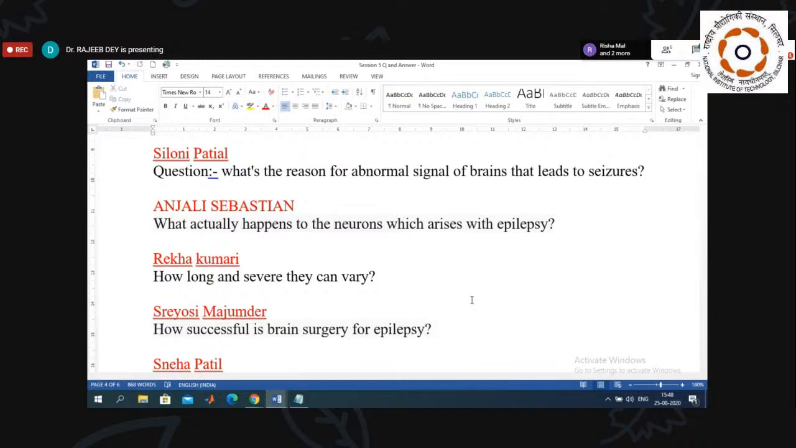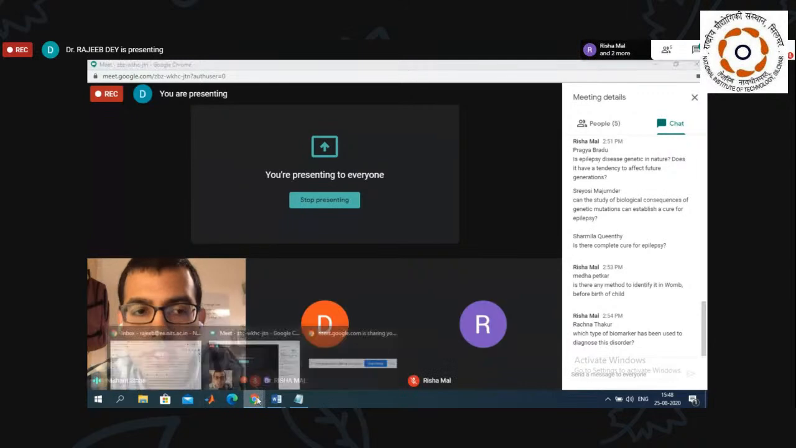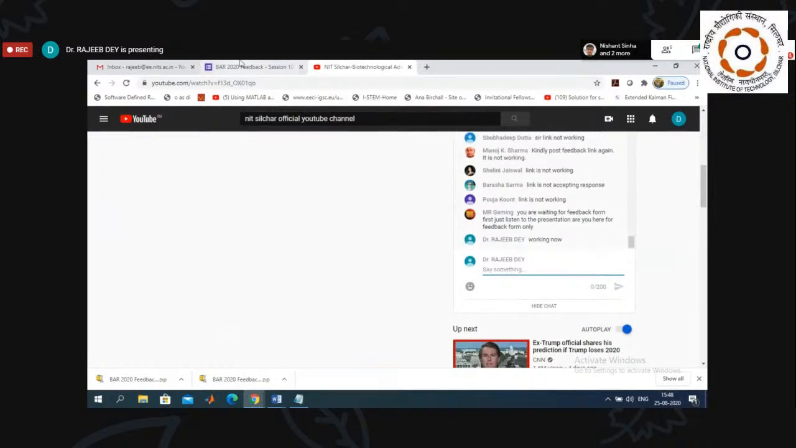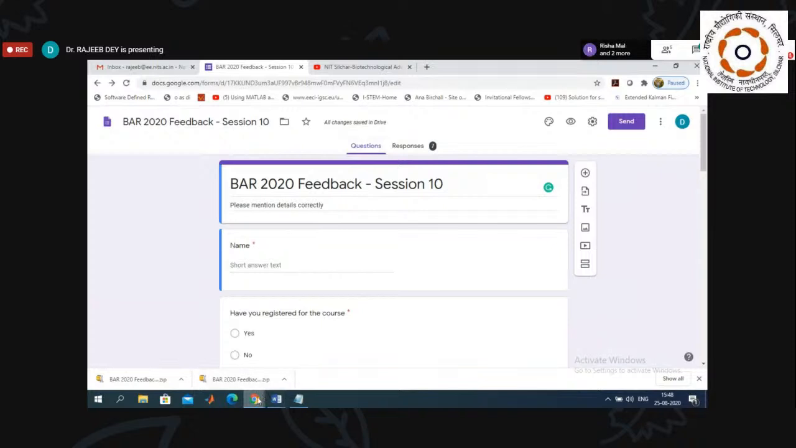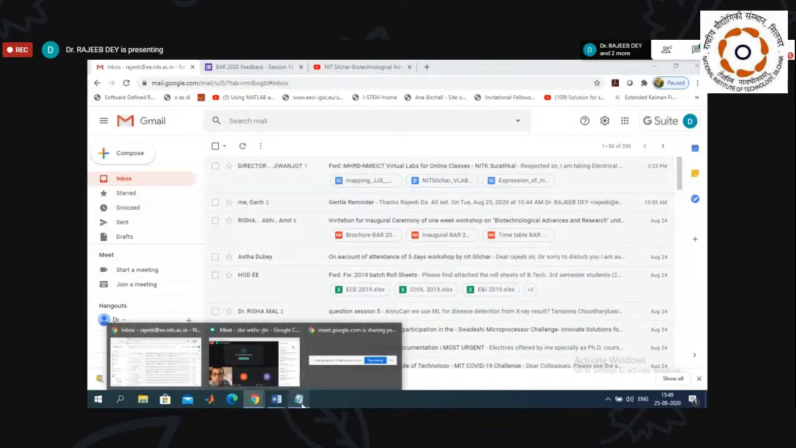What's the reason for the abnormal signal that leads to seizures? Okay, so what is usually understood is that epileptic seizures happen because of an imbalance between excitation and inhibition in the brain. So either there is too much excitation, or there is reduced inhibition, and as a result there is increased excitation.